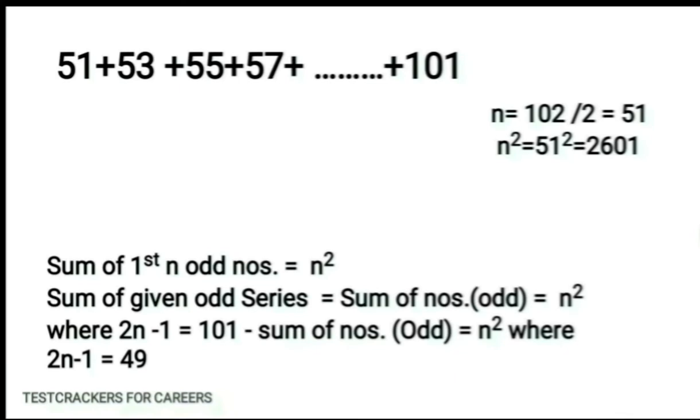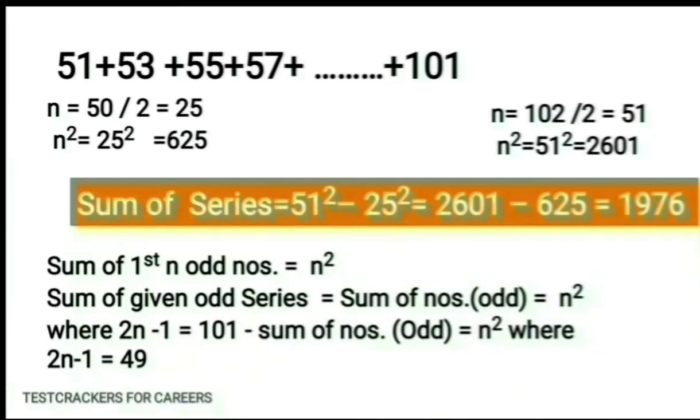Now to find the sum of odd numbers where 2n minus 1 is equal to 49, we have n is equal to 25. We can subtract 1 from 51, we get 50, and divide by 2, we will get n. Here n squared is equal to 625. Now finding the difference, we get 1976.